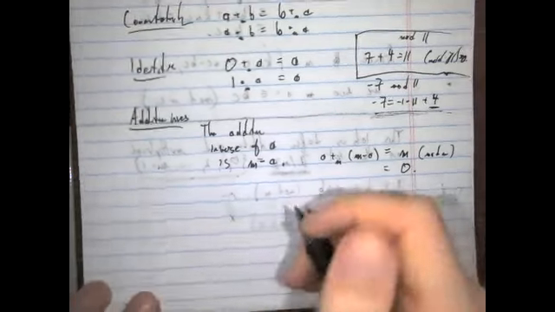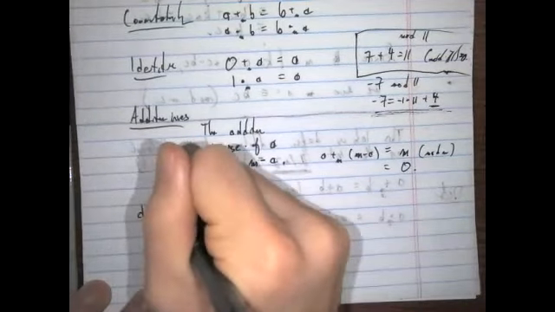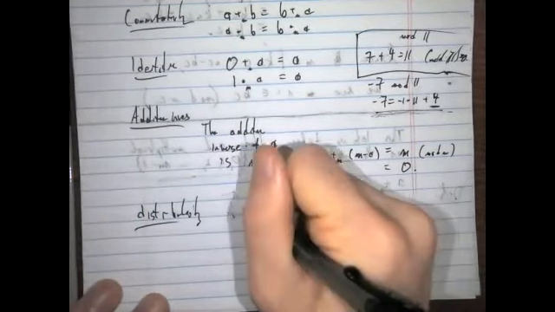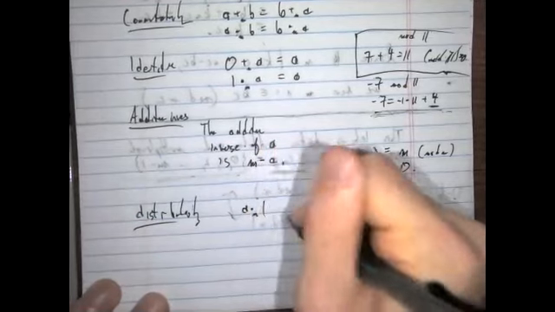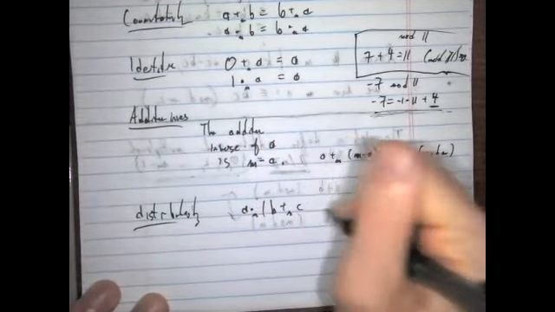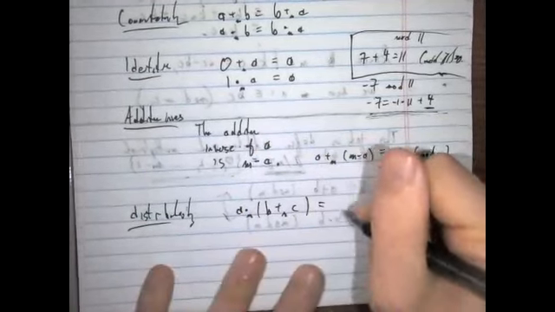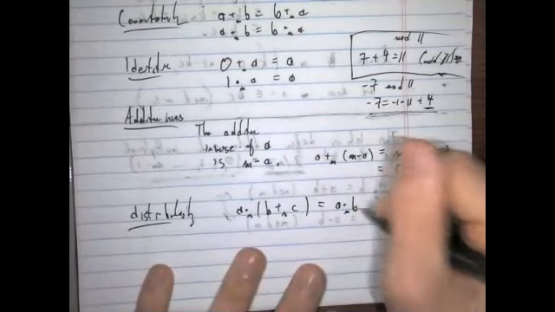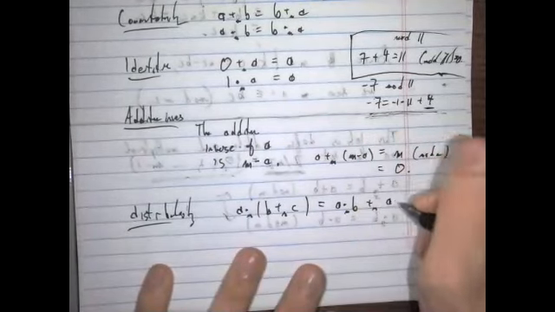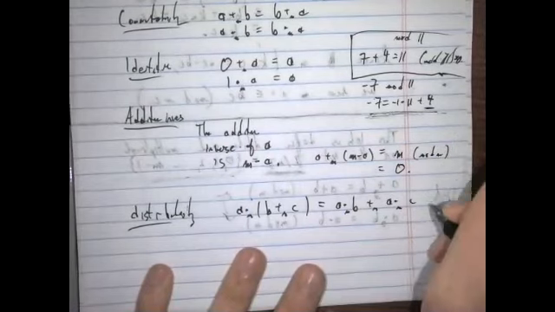And lastly, we have distributivity. So this is something like A ·m (b +m c) is equal to (A ·m b) +m (A ·m c).